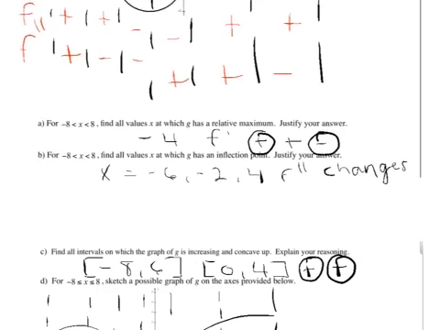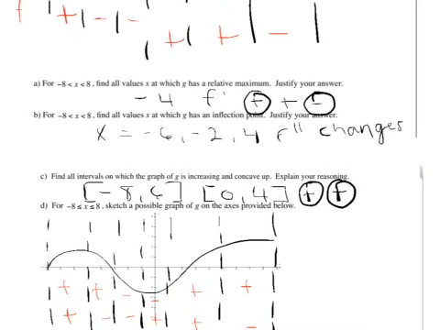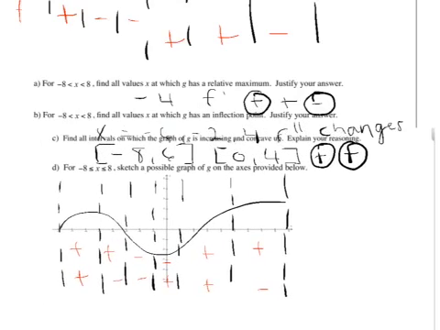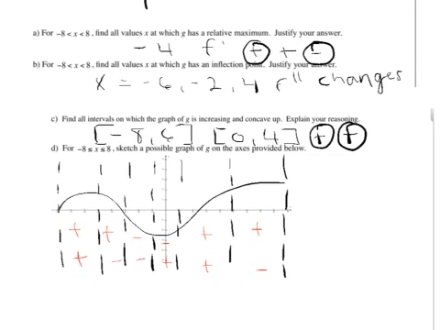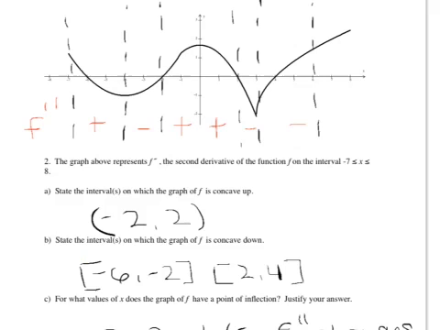For part D, it's basically just asking to sketch a graph of negative 8 less than or equal to x less than or equal to 8. And here's the graph to show it. That's basically it. Alright, my last question, question number 8.